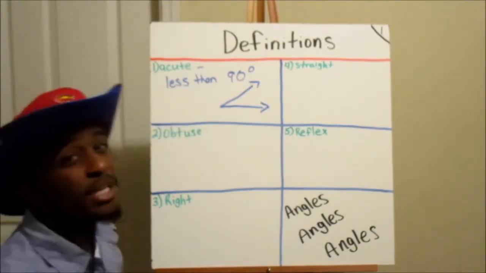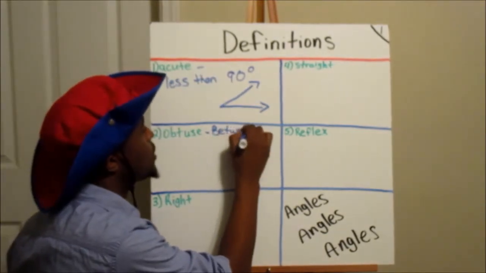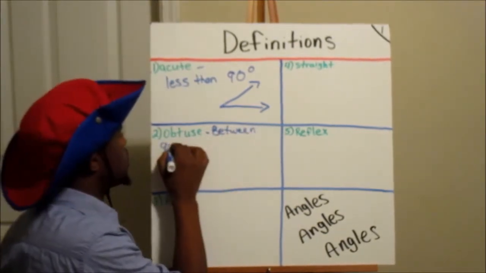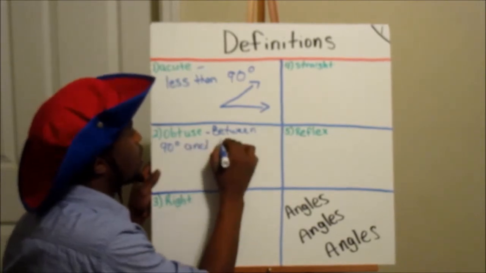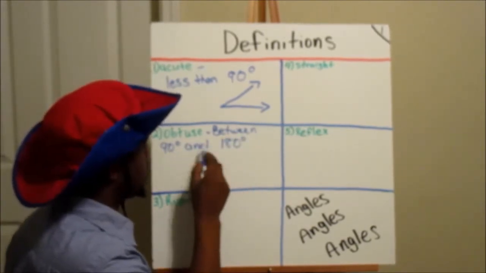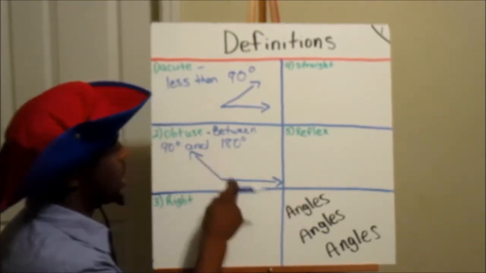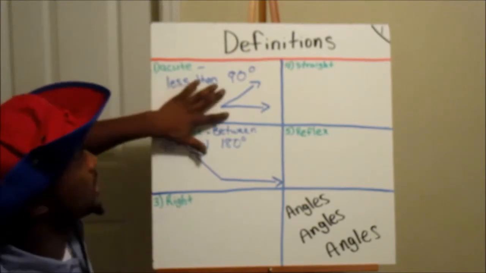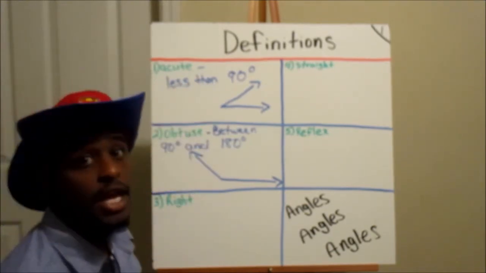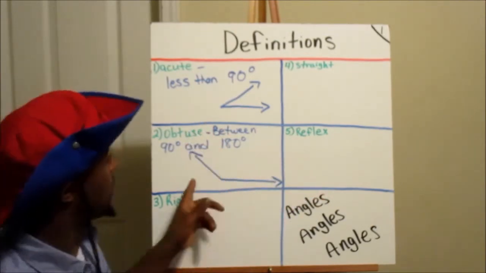The second one is an obtuse angle. An obtuse angle measures between 90 degrees and 180 degrees. Alright, so those are the fatter angles. Alright, that would be an obtuse angle. So know the difference between an acute angle and an obtuse angle. One is skinny, and the other one is fatter and obtuse.